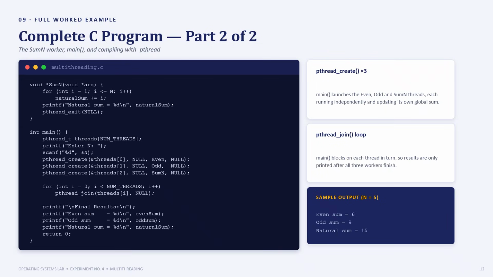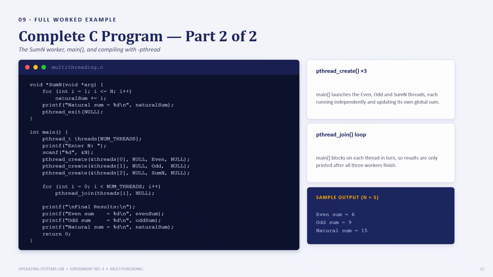Now let us see the remaining part of the program. The sum n function runs a simple for loop from i equal to 1 up to n, adding every number into natural sum. This gives us the sum of first n natural numbers.